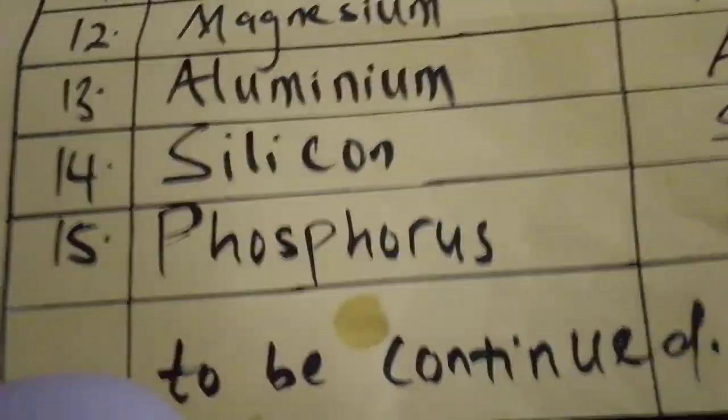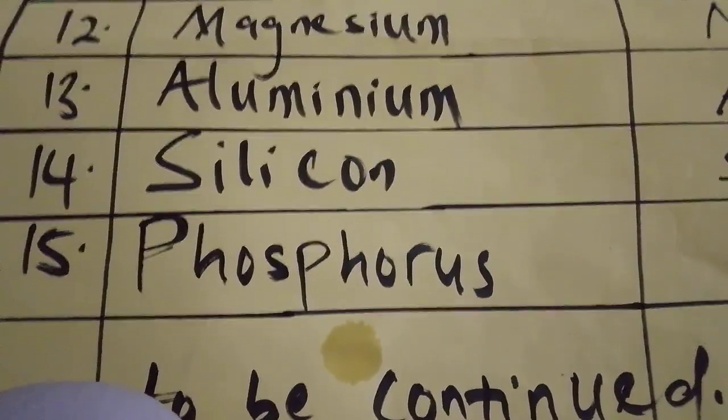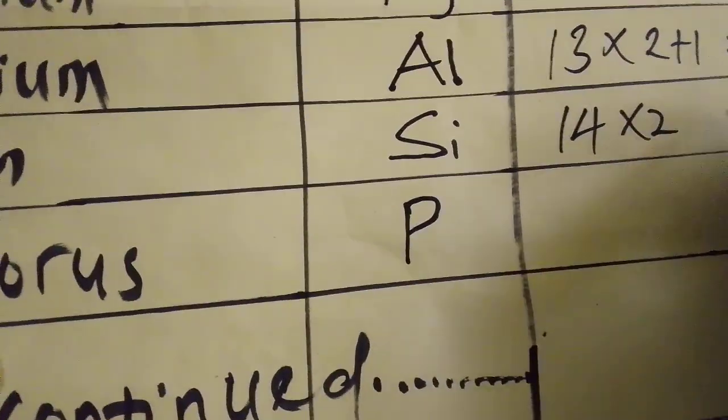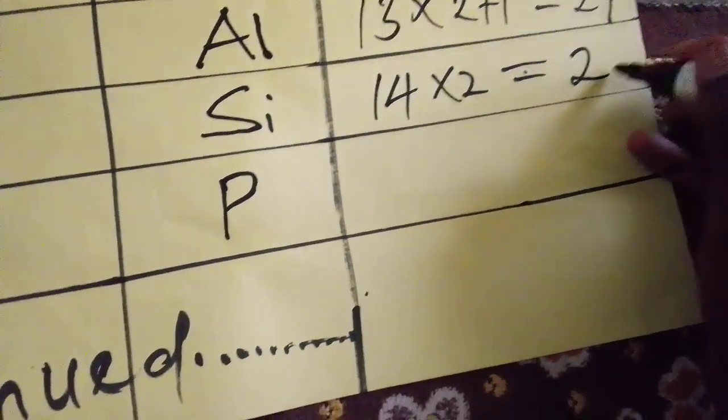Also for silicon, the atomic number of silicon is 14, and 14 is an even number, so we just multiply by 2. Then we say 14 times 2 is equal to what? 28.